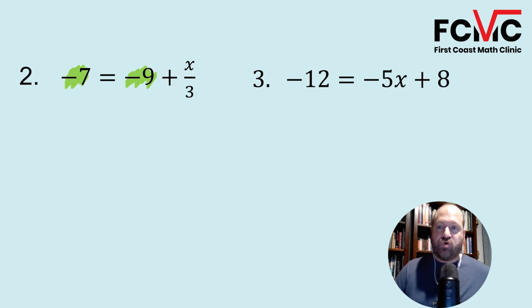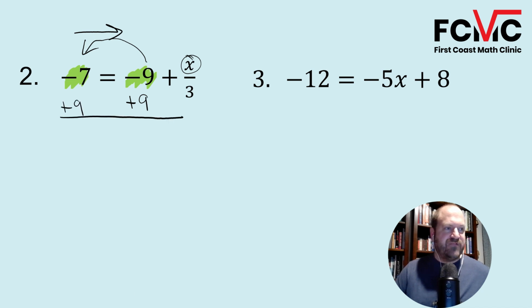We want to combine our like terms across the equal sign. So again, we want to get the x by itself. So let's move our 9 from the right to the left. And to do that, when we read our equation left to right, so that 9 is negative, we're subtracting 9. So to undo subtracting 9, inverse operations, let's add 9 and add 9. -9 plus 9 cancels out. -7 plus 9 gives us 2, so we get 2 equals, and we'll bring down the x divided by 3.